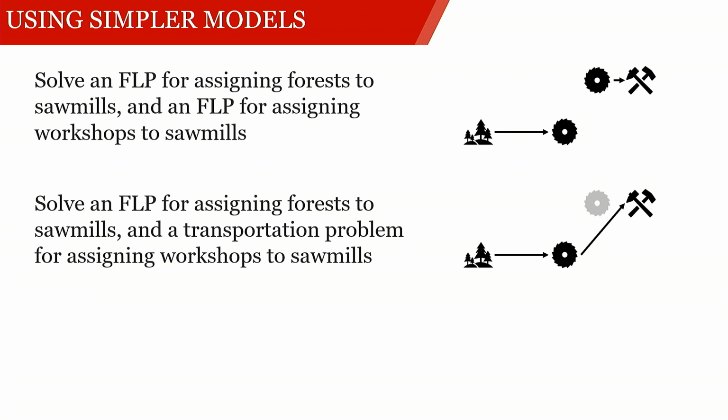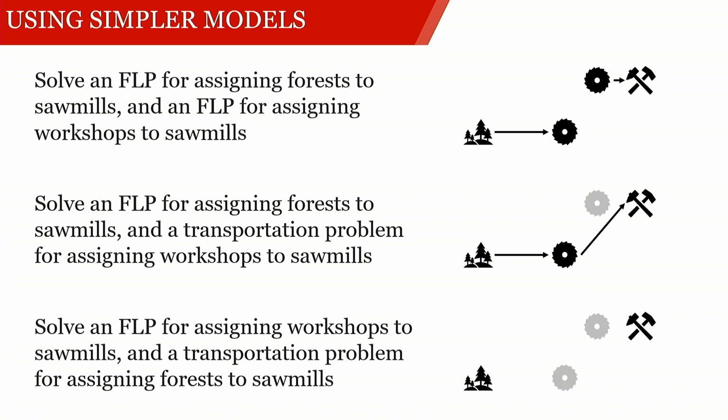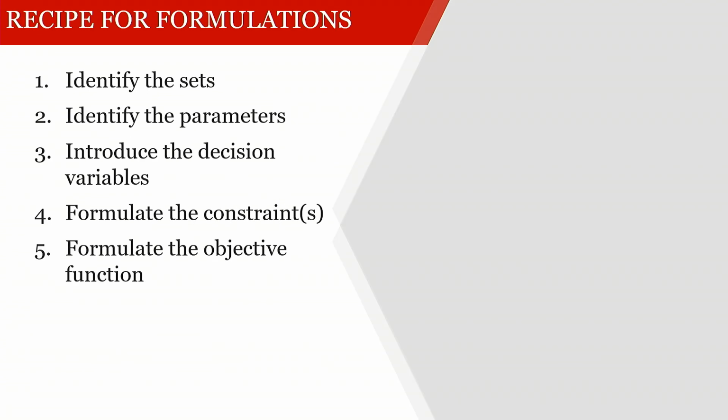And the last thing that we can do is we can just do the entire thing vice versa. So we can start with the workshops and use a facility location problem to place them. And then we can assign the forests to the sawmills. The problem with these slightly simpler models is, of course, that they might not be exact. So now let's look into how we're modeling this exactly.